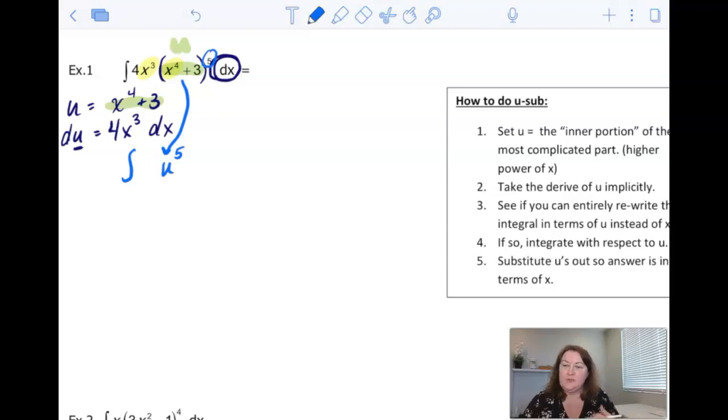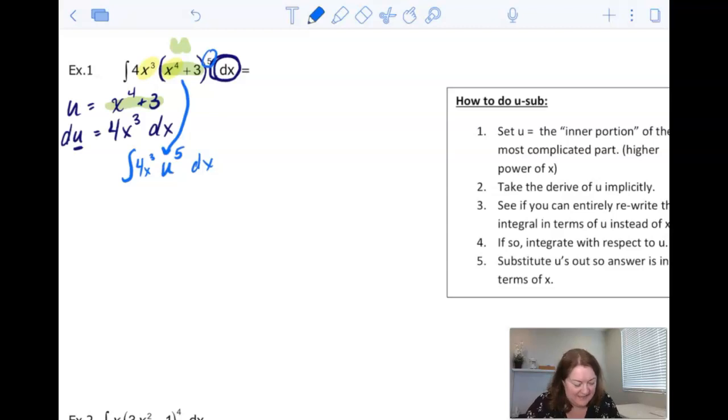All right, so right now I have u to the fifth, and I still have a 4x to the third, and I still have a dx. Well, this is just a big mess of letters now. I have u's and x's all mixed together. That's not a good plan. My goal is to switch this entirely over into a simpler u problem. But do you see it?